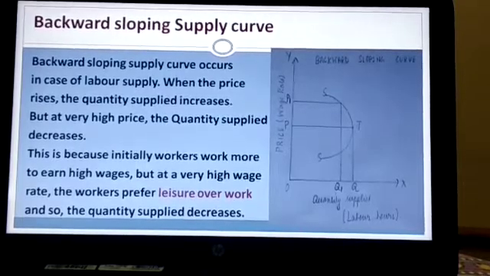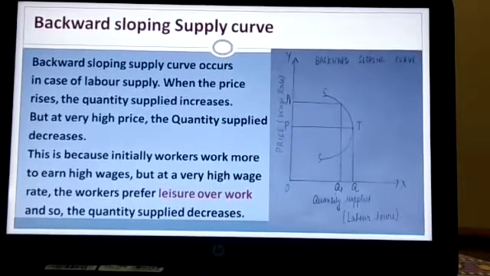Now let me explain this concept. What happens with labor supply is that when a laborer is getting high wages, he will produce more and the quantity supplied will increase. Try to understand what I am saying. When the wages increase, he will get more money. Initially, he will be ready to work more and more. But a point of time will come when he will get tired.